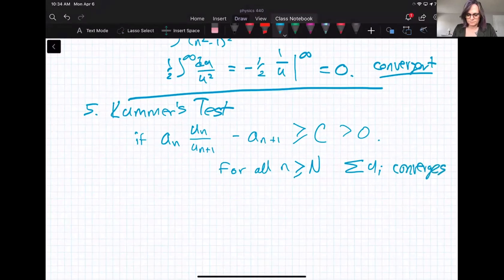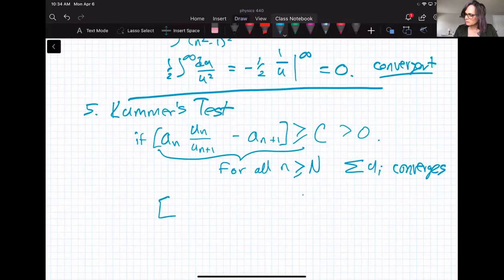Converges. If, on the other hand, it's less than 0, so if essentially this sum is less than 0, I'll put this in brackets, this diverges. Again, all we're doing is taking finer and finer ways of looking at what each next part of the series looks like and what we can discern from that.